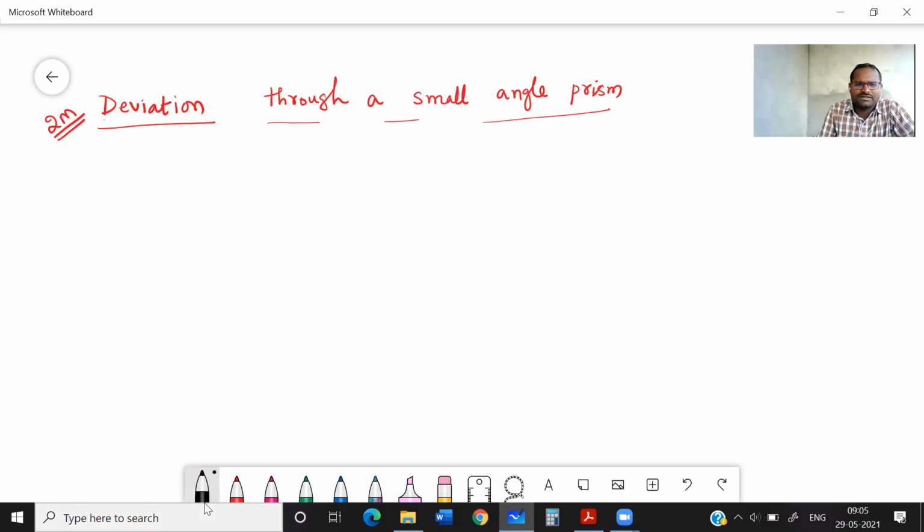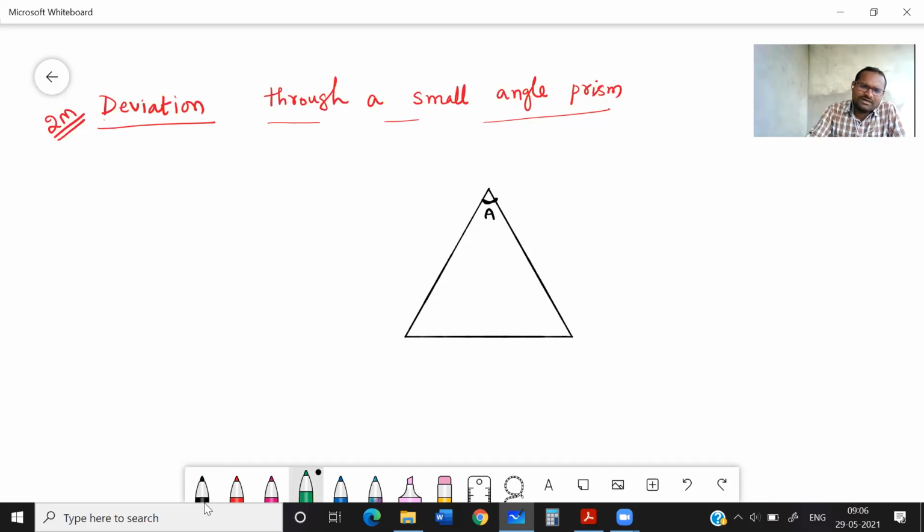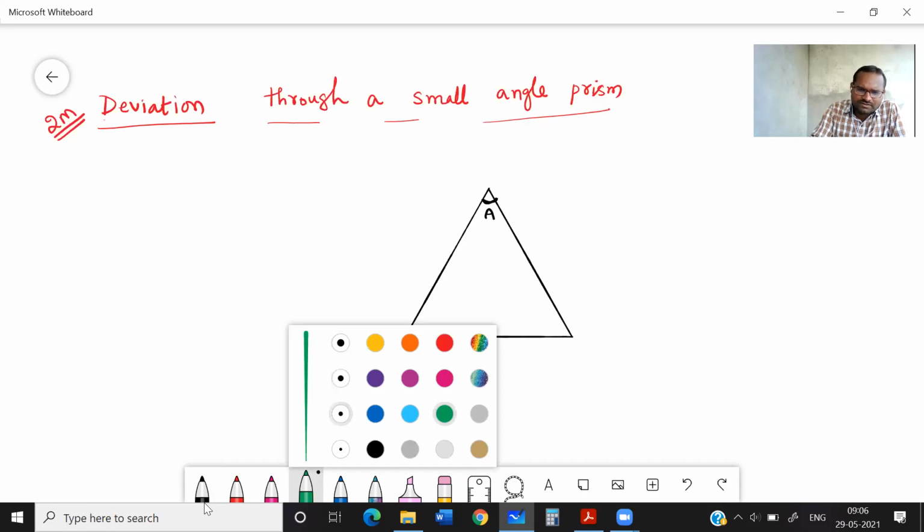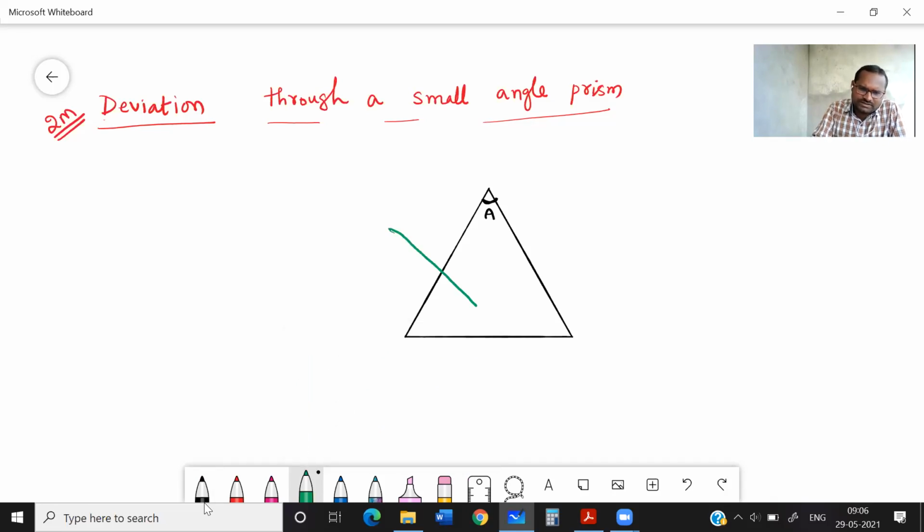Okay. Yes. Let us consider there is one small angled prism. Okay, and this is the angle of the prism, A, let us suppose. And this angle A is small, very small. Now let us draw one normal to this prism here, like this. Okay, this became bigger, thicker. Let us draw one normal to this. Yes, this is the normal.